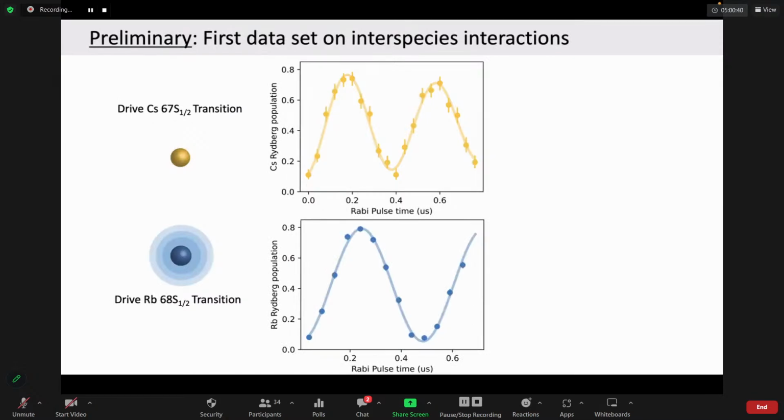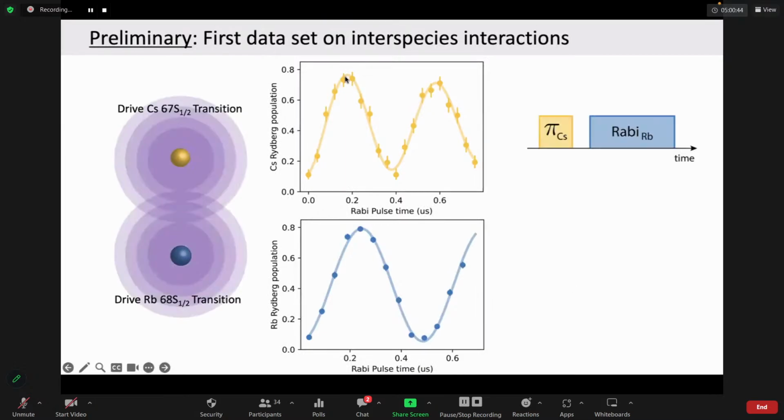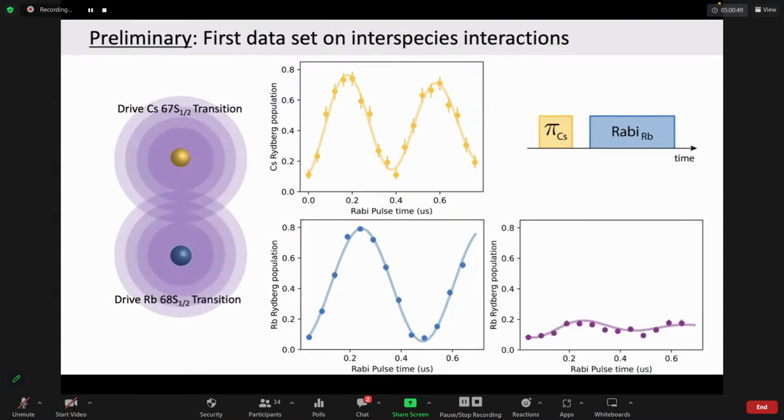And now if you look at this, you can basically choose to sit here. You first do a pi pulse on the cesium, and then you see what happens to the rubidium Rydberg oscillations, and you see that they are blockaded. There's still a little bit of oscillation left. This is the infidelity we are addressing right now, but clearly you see a large difference between this blue curve and this violet curve, showing you basically for the first time interspecies Rydberg blockade. We are also currently performing a gate with this, but that I hope to show you very soon.